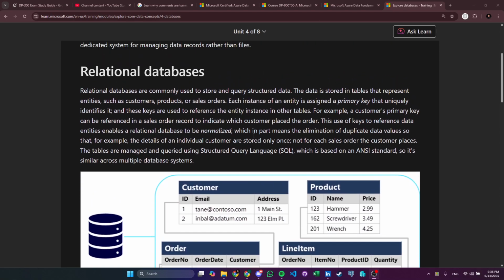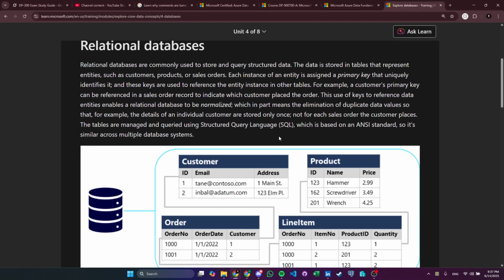Now, relational databases. Relational databases are commonly used to store and query structured data. The data is stored in tables that represent entities such as customers, products, or sales orders. We use tables to store data to represent entities, whether customers, products, or sales orders. Each instance of an entity is assigned a primary key that uniquely identifies it.